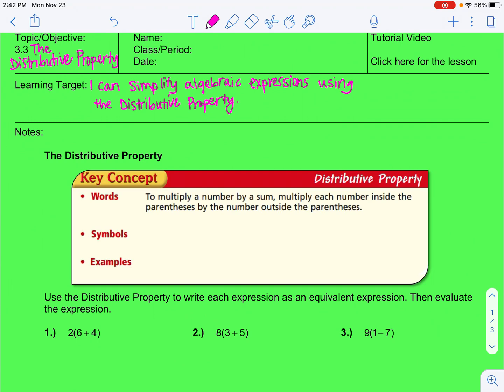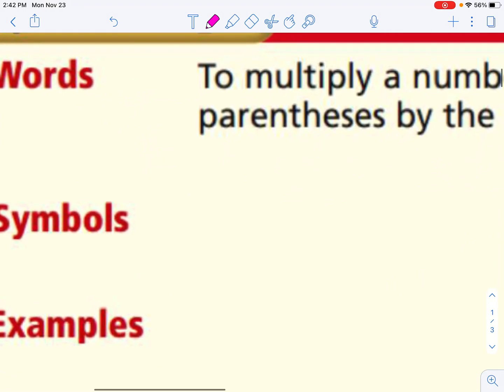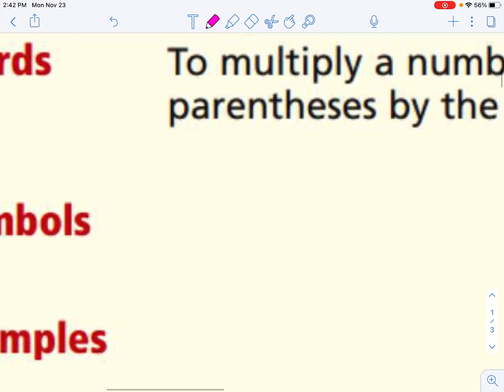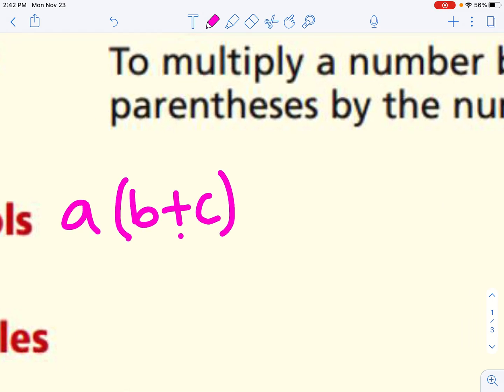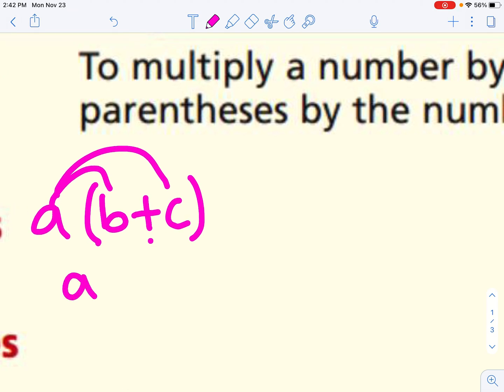That may sound confusing, but here's what it means in symbols. We're going to use different letters. Let's say we have a number A on the outside, and then parentheses with two numbers, B and C, on the inside that are being added together. We're going to distribute this A to both of these, so we take A times B plus A times C. That's one way you might see a distributive property problem.